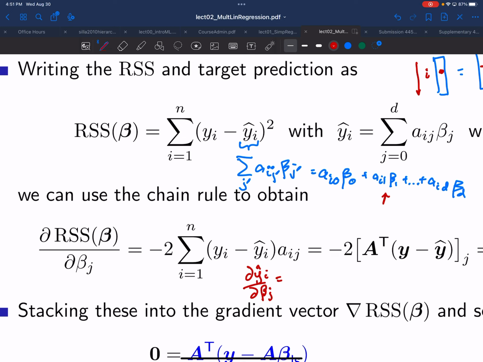Anybody? Yeah. Only the coefficient aij. Aij, exactly. Only that one. All the other terms in the sum have nothing to do with beta j, so they fall away. So it all boils down to the coefficient in front of the single term that depends on beta j. It's just going to be aij. So that is where this comes from here.